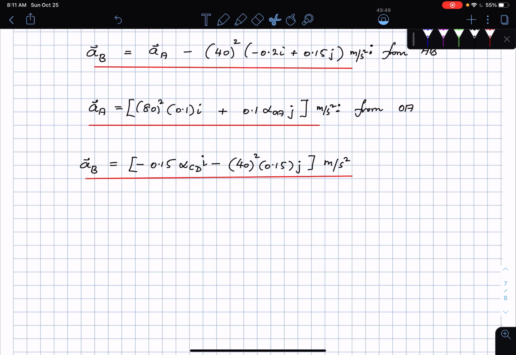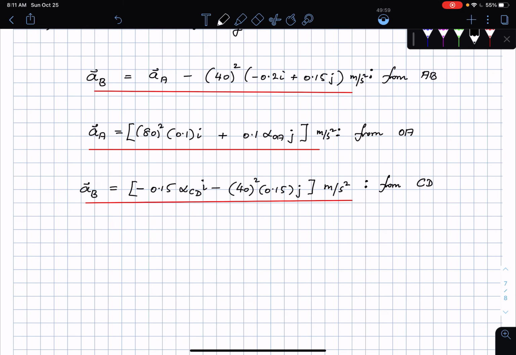So this was obtained from the bar CD, of which B was a point. And you obviously see what the next step is, right? I can take the expression for A and substitute it directly on there. I can take the expression for B and substitute it on there. And so here is what I end up getting: minus 0.15 alpha CD I minus 40 square times 0.15 J. That's what I have for the acceleration of B.